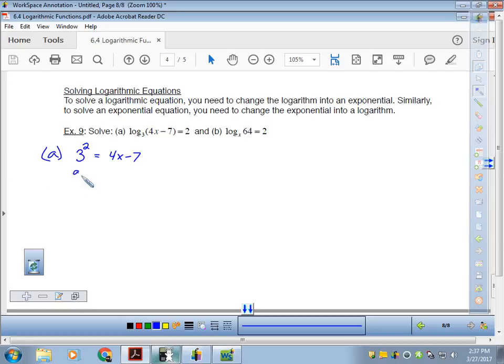All right, 3 squared is 9. So 9 equals 4x minus 7. Add the 7 across. 16 equals 4x. Divide both sides by 4, we get x equals 4.